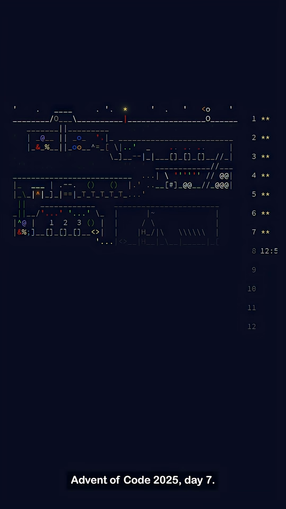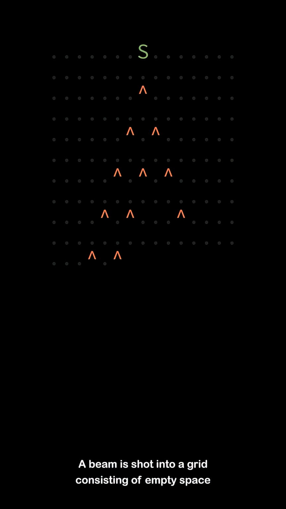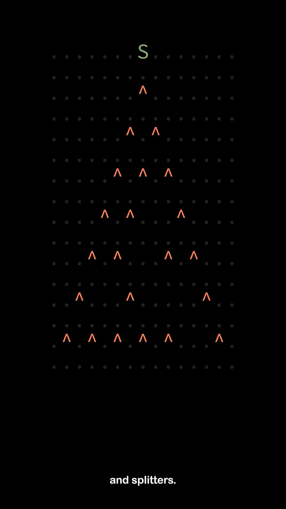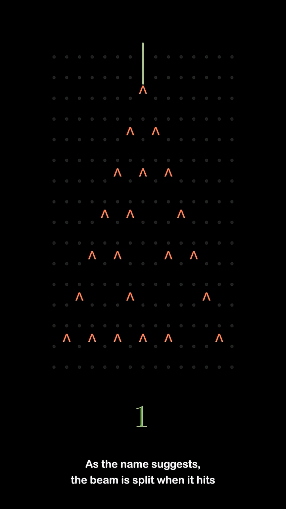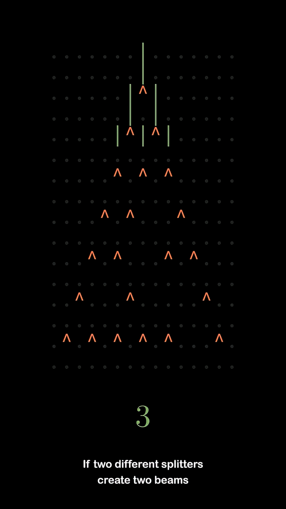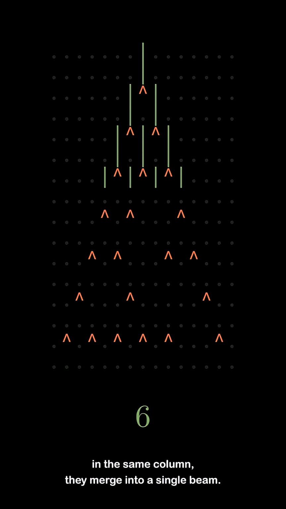Advent of Code 2025, Day 7. A beam is shot into a grid consisting of empty space and splitters. As the name suggests, the beam is split when it hits one of the splitters. This means it divides and continues to travel downwards in the left and right neighbor columns. If two different splitters create two beams in the same column, they merge into a single beam.